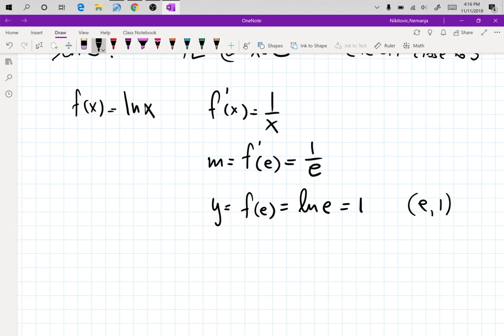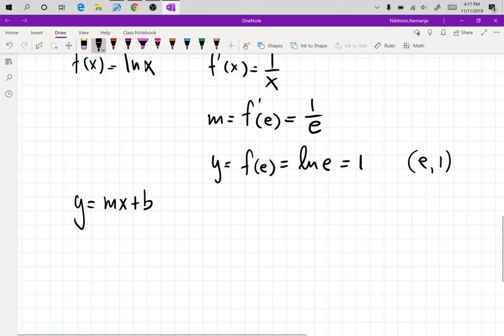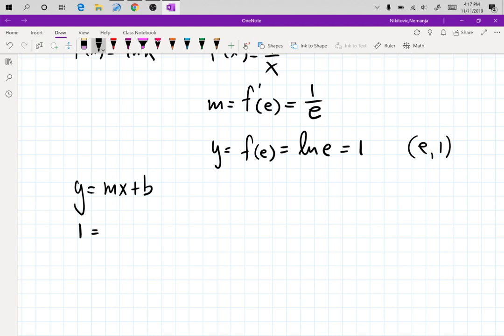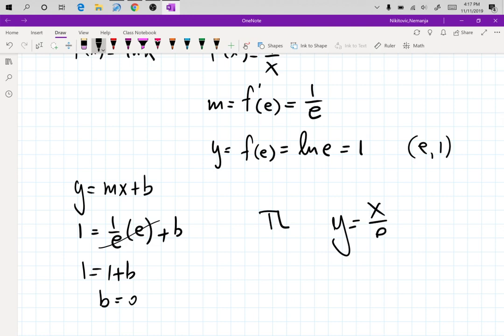So what I do is I write y equals mx plus b. If I have y equals mx plus b, I can plug in y, which is 1, m, which is 1 over e, x, which is e, plus b. These e's would cancel. 1 equals 1 plus b. b equals 0. So the tangent line would be y equals x over e. You can also call it L of x equals x over e.